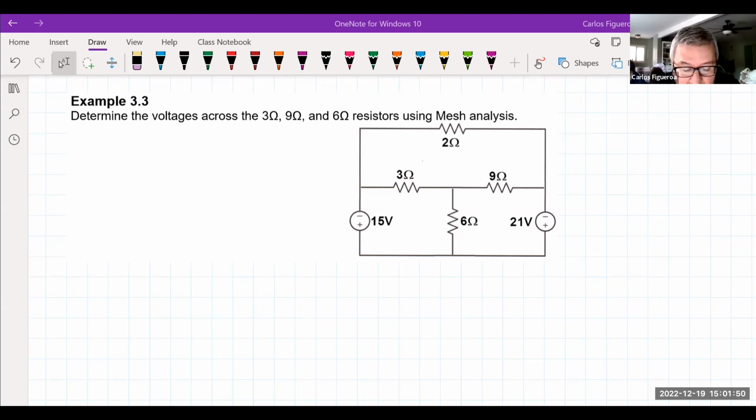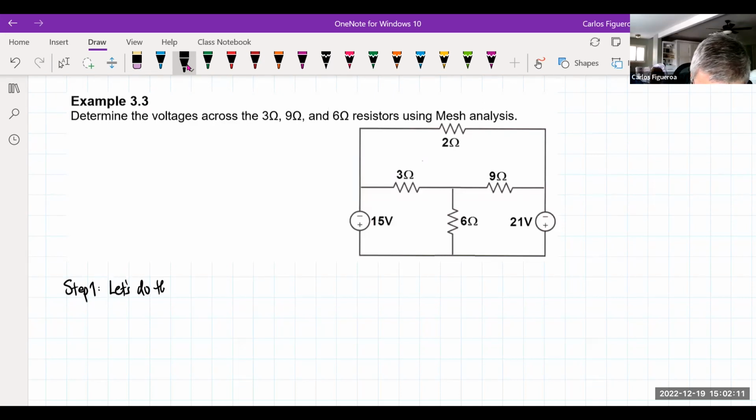Example 3.3, determine the voltages across the 3, 9, and 6 ohm resistors using mesh analysis. Step 1. Let's do the numbers.